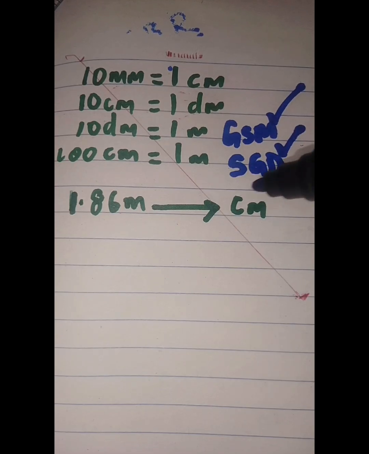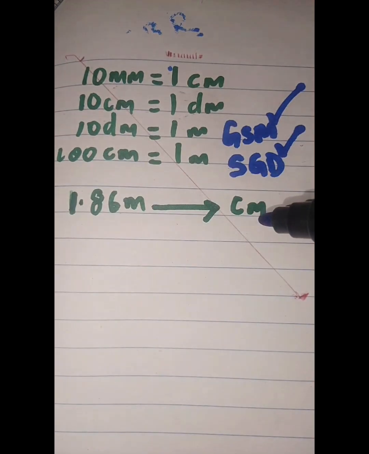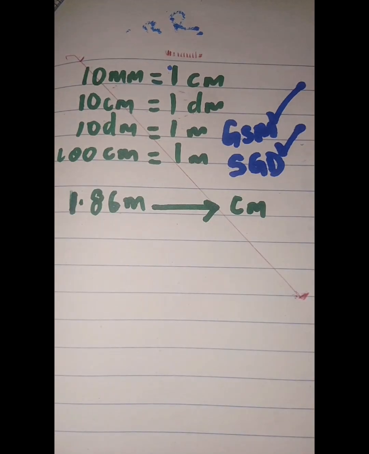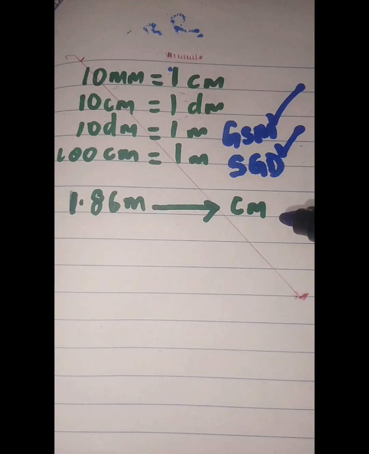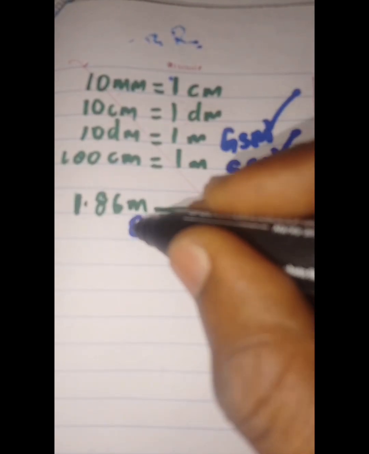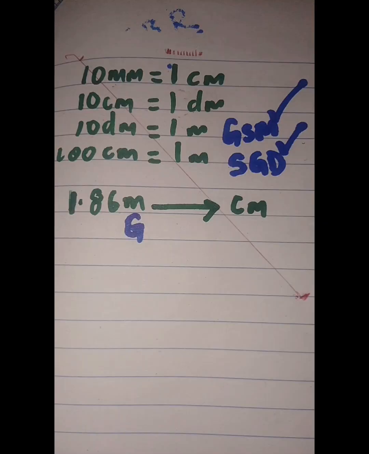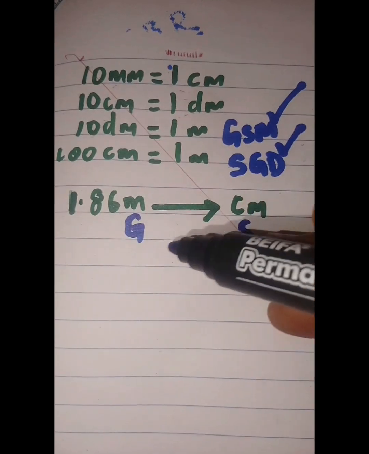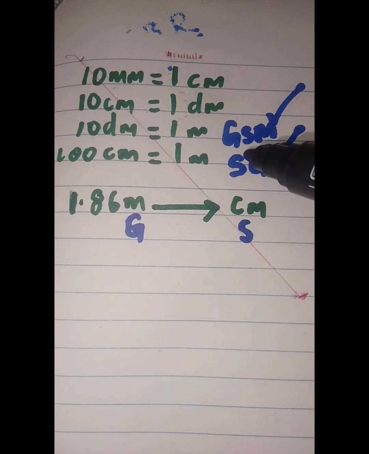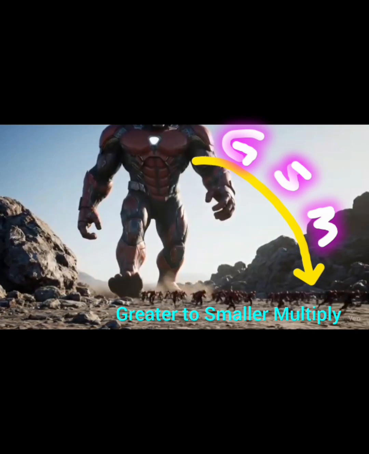What do we mean? Now, look at meter and look at centimeter. From these descriptions, a meter is greater than a centimeter. So where will I put G and where will I put S? I'll put G for the greater one, which is meter, and S for centimeter, because you remember that 100 centimeters make 1 meter. Since it starts with G and then S, it's GSM. So you are going to multiply: from greater to smaller, multiply.